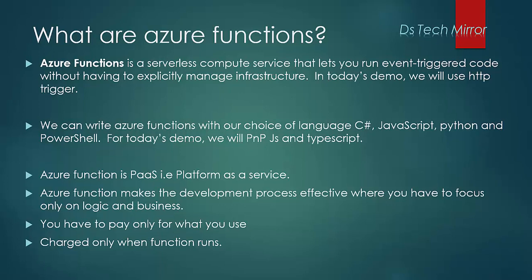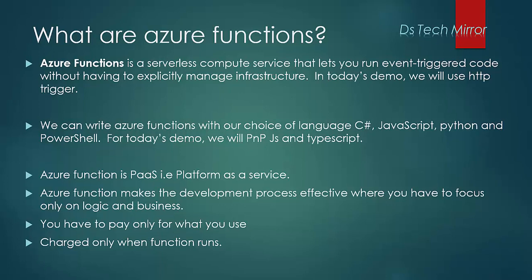What are Azure Functions? Azure Functions is a serverless compute service that lets you run event triggered code without having to explicitly manage infrastructure. What this means is, Azure Function is serverless, so when we are writing an Azure function, there is no need to worry about the infrastructure that our code requires, the amount of RAM it requires, the processor. Azure functions are completely serverless. We have to just focus on our business logic.